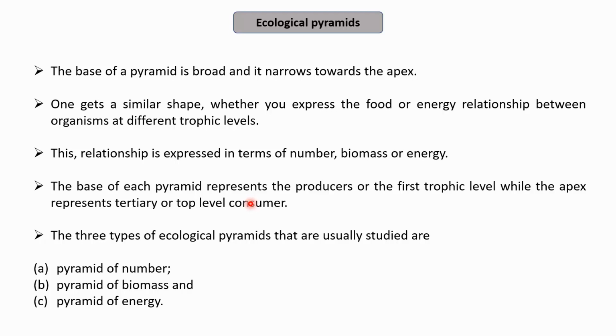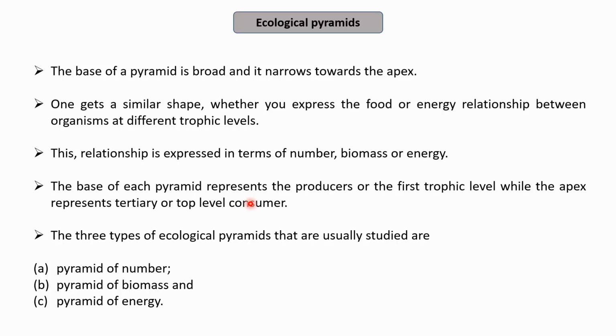The base of each pyramid represents the producers, which are the first trophic level, while the apex represents the tertiary or top-level consumer. If I move from the bottom to the top of any pyramid, the bottom is represented by the producers, the organisms at the first trophic level, that is the primary producers or the plants. As I move towards the apex, I keep moving through the trophic levels, from the primary producers to the primary consumers, then the secondary consumers, and then the tertiary or top consumers.